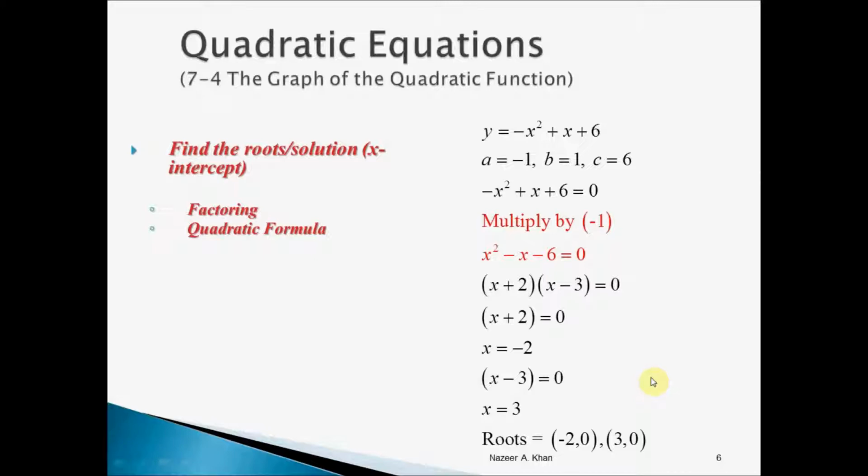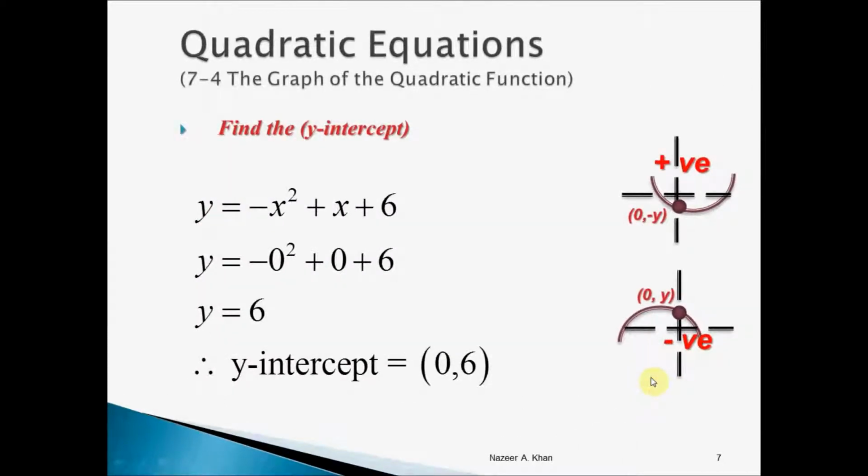Let's go and find the y-intercept. When we look at the y-intercept, whether the parabola opens up or down does make a difference. You know that the x value has to be 0 if it's an intercept on the y-axis. So if we were to plug 0 in for x in this equation, you could see you're going to be left with +6. So we know that 0 is the x value and 6 is the y value.